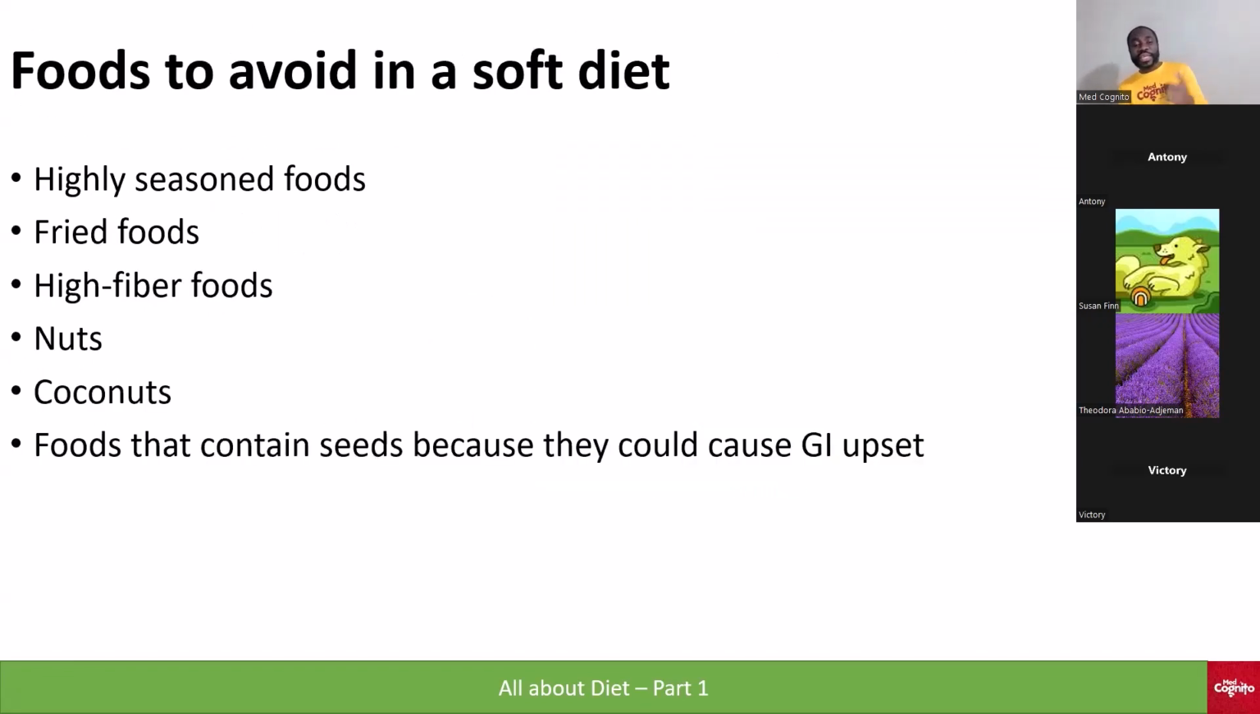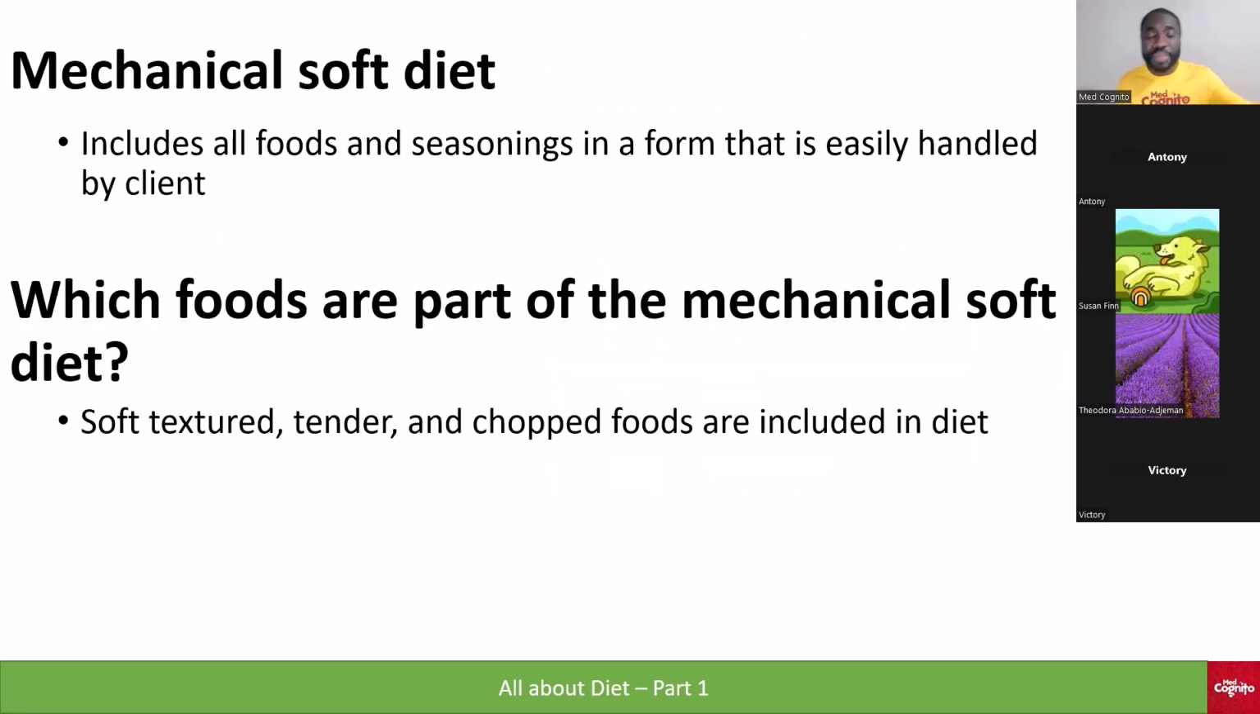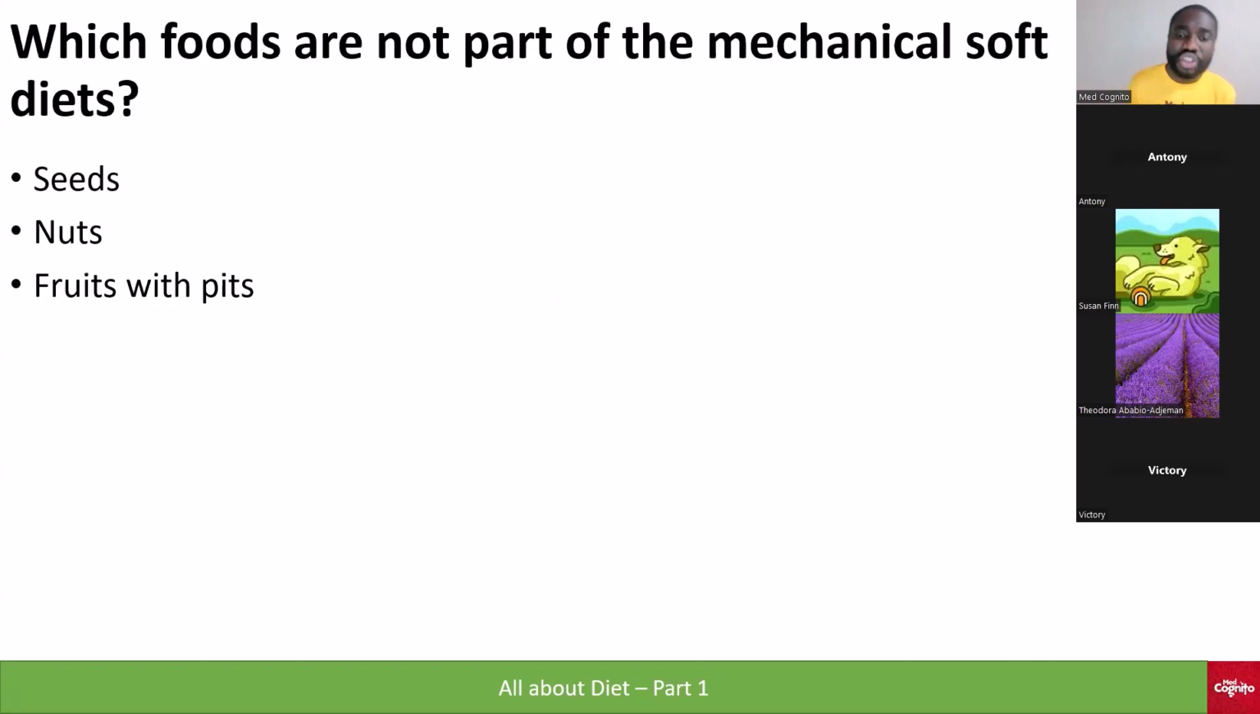And soft diets cannot contain fried foods, high fiber foods, nuts, highly seasoned foods. And then the soft mechanical diets are foods that can easily be handled by the clients, right? They are soft texture, they are tender, chopped foods. And they don't include seeds and nuts and fruits with pits.